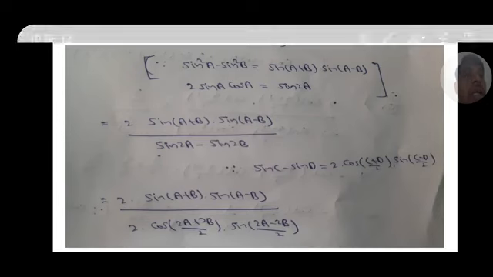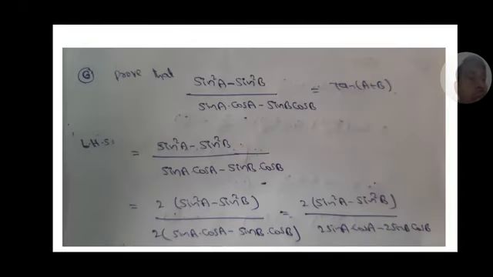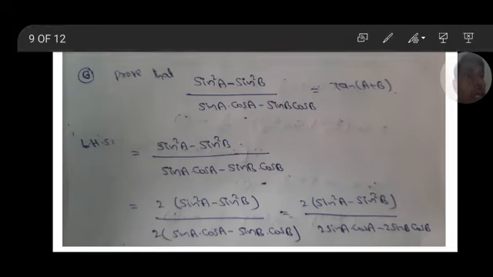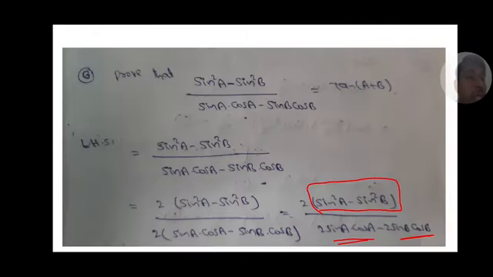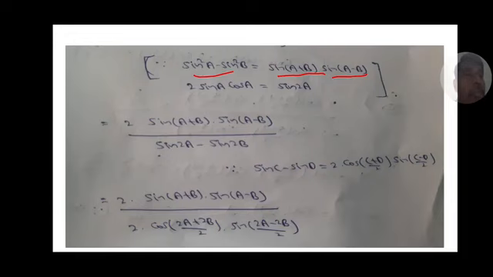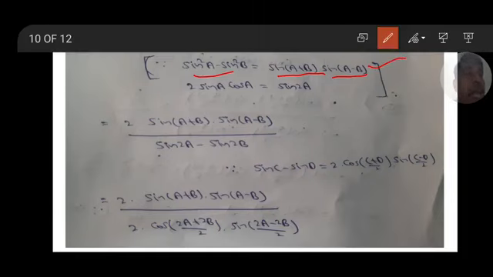Next step. In the numerator we have the sin square a minus sin square b formula, and in the denominator the 2 sin a cos a, 2 sin b cos b formula. What is the sin square a minus sin square b formula? Sin square a minus sin square b equals sin of a plus b into sin of a minus b, and 2 sin a cos a equals sin 2a. It is the formula for the denominator.